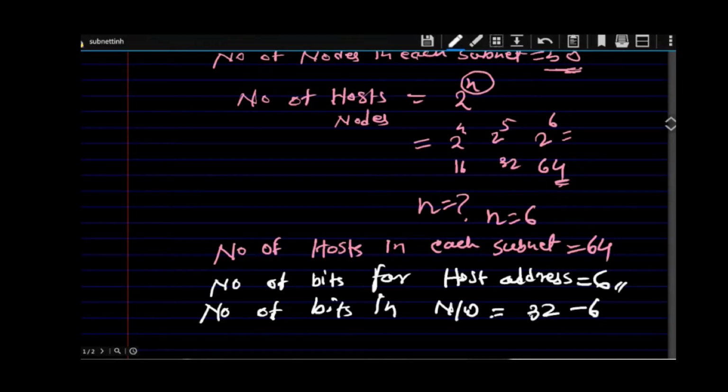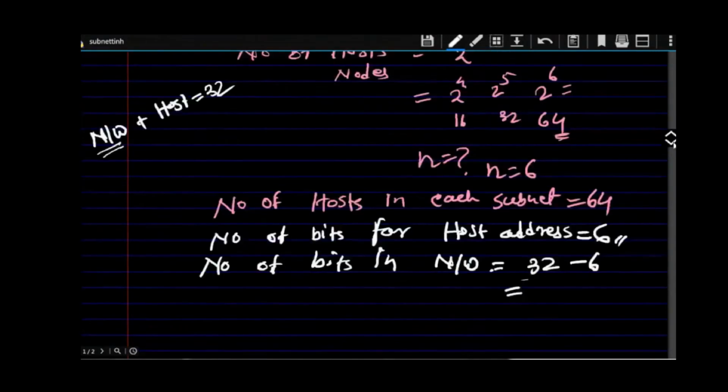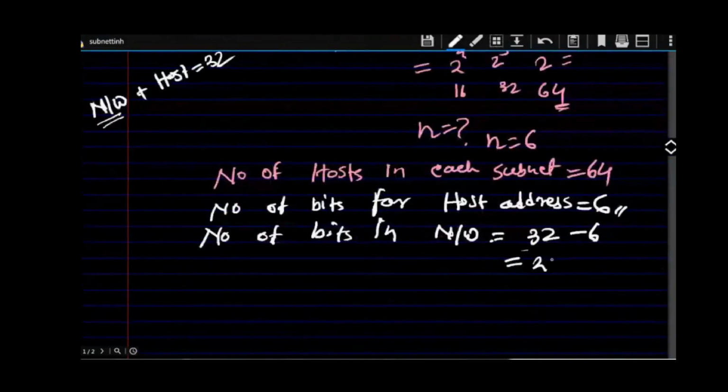Where does this 32 come from? Because the total number of bits is 32. So these 32 bits are the bits for network plus host. Bits for network plus host is equal to 32, and you have to calculate the bits in the network address. So the number of bits in the network address is 32 minus the number of bits in the host address. That becomes 32 minus 6, which is 26. Okay.